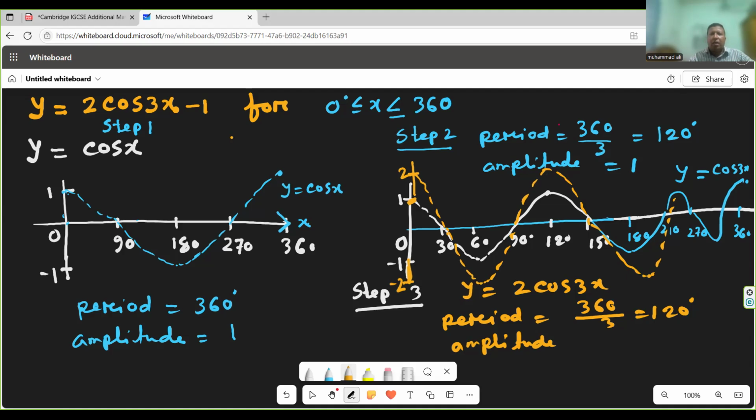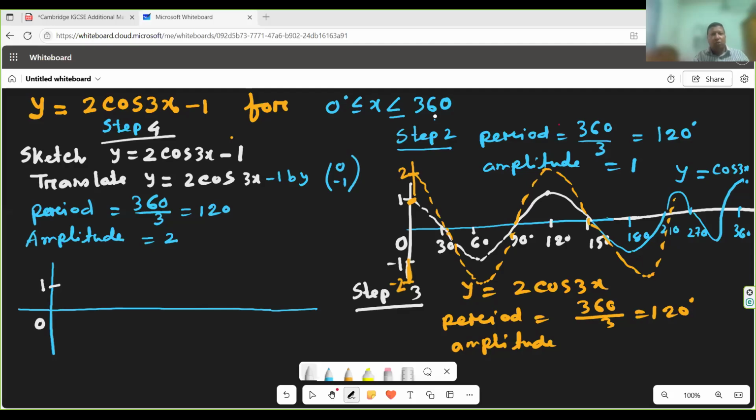Now finally, we subtract 1. Now y equals 2 cos 3x minus 1. So translate y equals 2 cos 3x by 0, minus 1. That means to the y value we have to add minus 1. The period will be 360 degrees divided by 3, so 120 degrees. The amplitude will be 2. Why amplitude 2? Because this 2 is the y value. If we add minus 1 here, it will be 1.